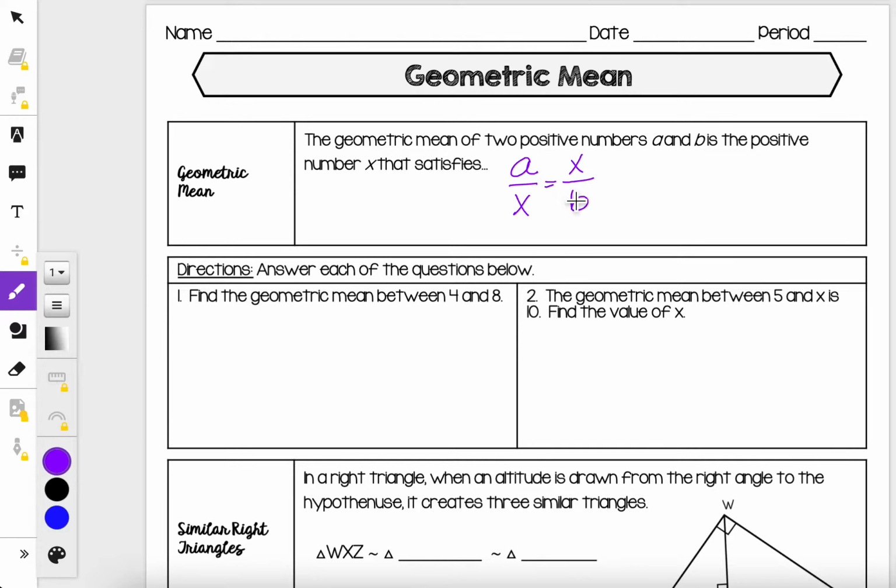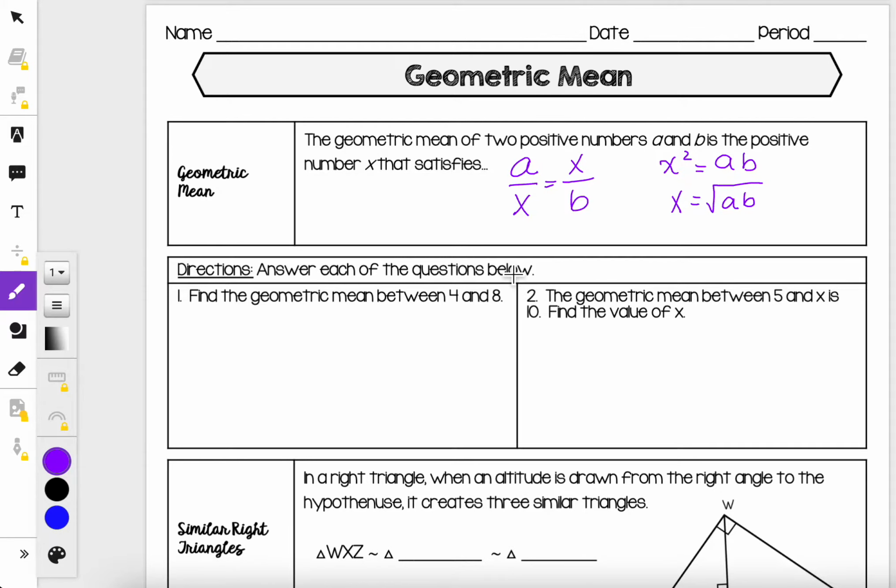Now, some people like to remember and use different formulas. They'll say x squared equals a times b, or x equals the square root of a times b. Those are all correct, but I like to use this proportion every single time to stay consistent. So that's how I'm going to be teaching it in today's lesson. Again, x here would be the geometric mean of a and b.